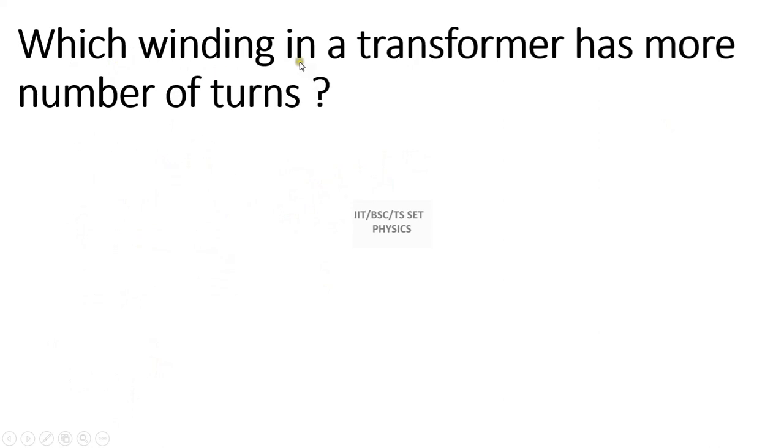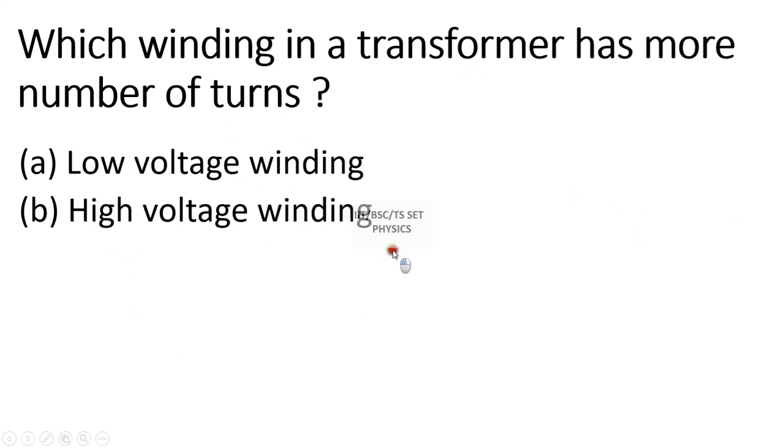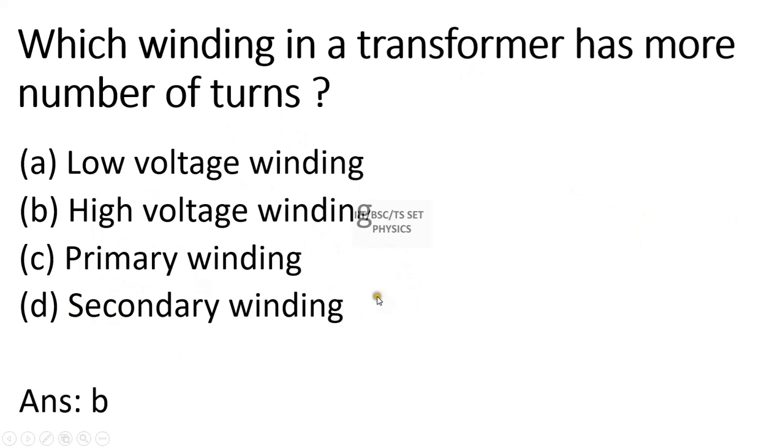Which winding in a transformer has more number of turns? Low voltage winding, high voltage winding, primary winding, secondary winding. The answer is B, high voltage winding.